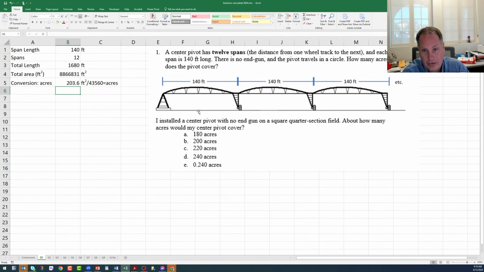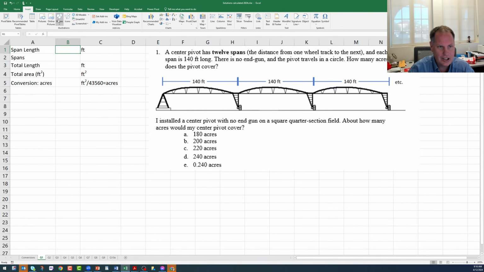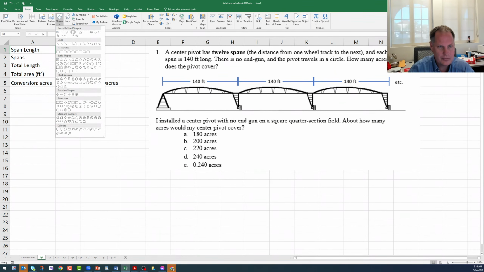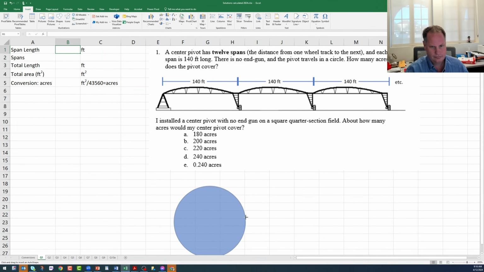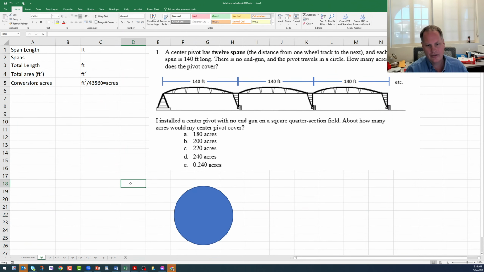A center pivot has 12 spans, and each span is 140 feet long. There's no end gun, and the pivot travels in a circle. Apparently I forgot to delete my answers here. So how many acres does the pivot cover? I'm going to start out by envisioning what this pivot looks like. It's going to be circular shaped, and so all of the calculations should come back to a circular area here.